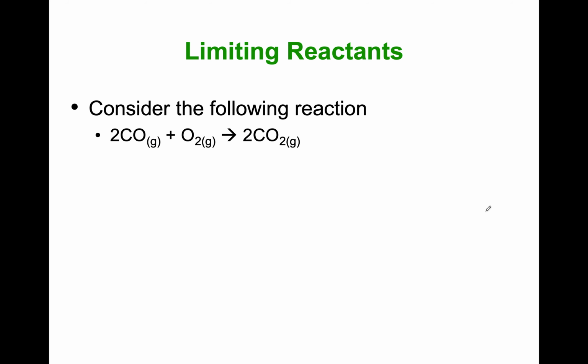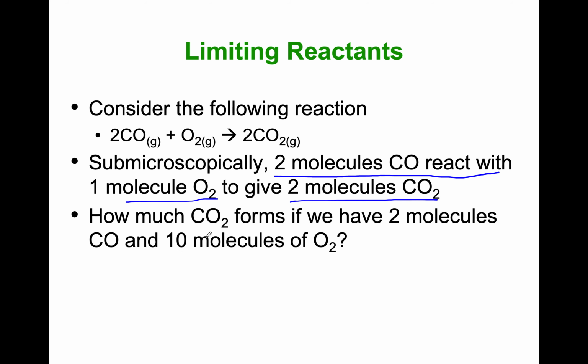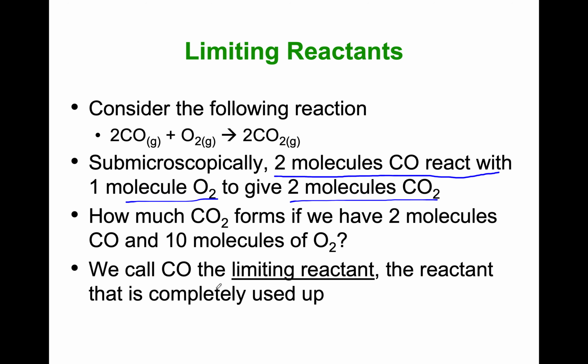So limiting reactants looks the same, balanced chemical equation. And then you think, what does this look like at the particulate level? 2 molecules of CO react with 1 of this, 2 of these are formed. So what we're seeing is that this limiting reactant gets used up first. Okay, that's what we're talking about here. And we're thinking on the molecular level, but of course we scale up to the mole level as well. And that's what we're doing with our calculations.